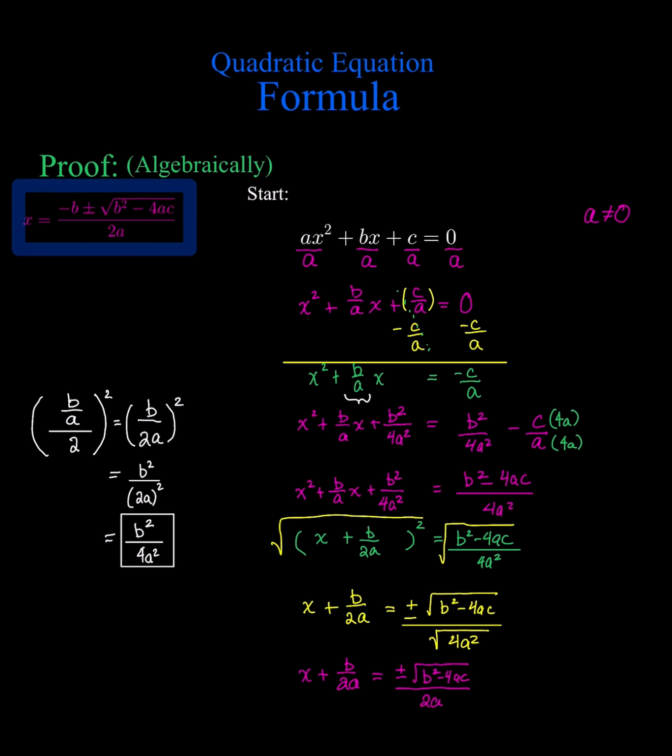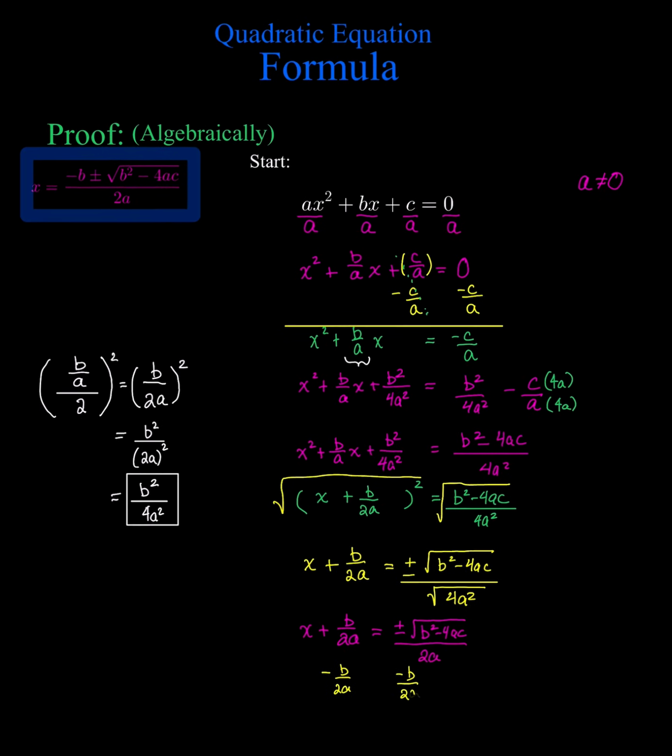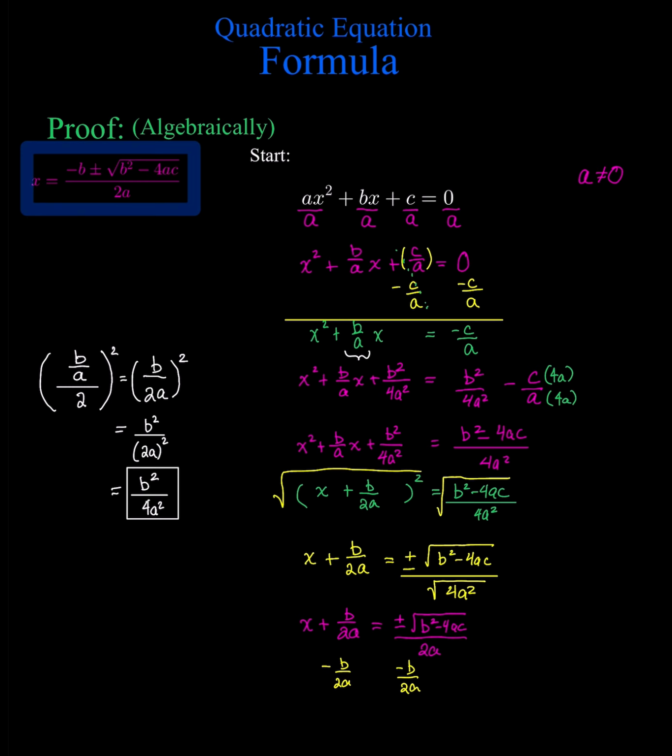Now the last thing to do to solve for x is to subtract the term that's on the left-hand side. And that term is negative b over 2a. If I proceed by subtracting negative b over 2a from both sides, the following equation will result, and I will have it of the form that I desire. I will have it as x equals negative b over 2a plus minus the square root of b squared minus 4ac all over 2a.